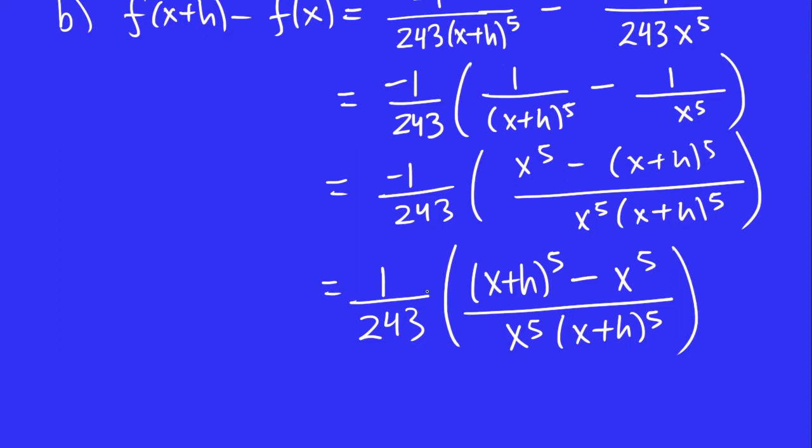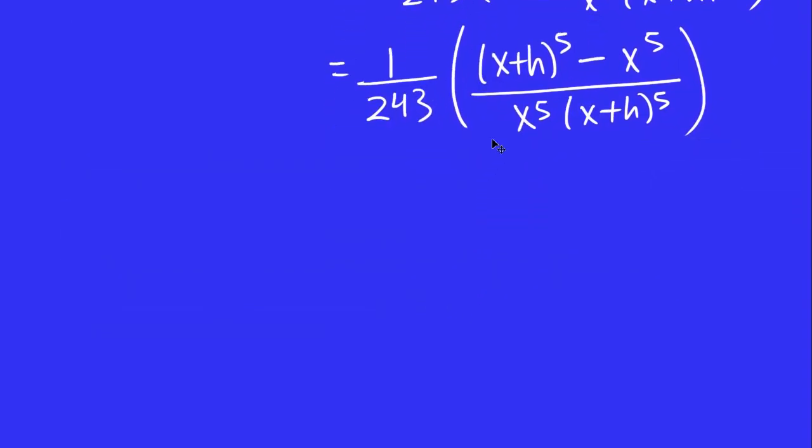So here's now maybe where we need to do a little bit of work. We have to remember, how do we expand x plus h to the 5? This is really a little lesson, a little review on Pascal's triangle and the binomial theorem, right? Do you remember Pascal's triangle?